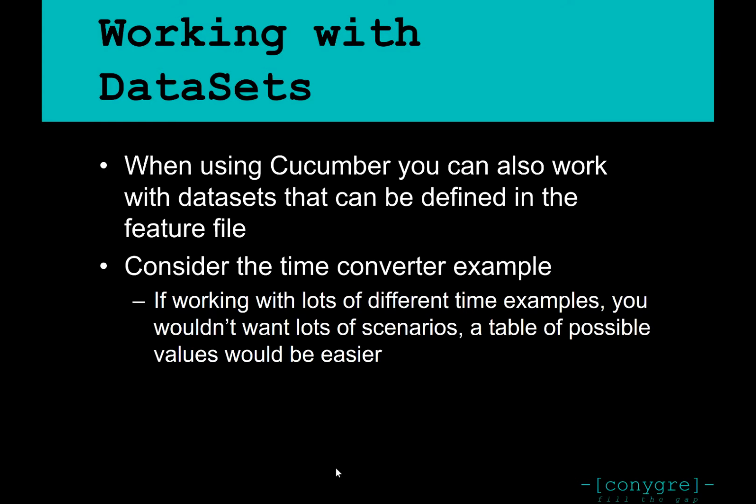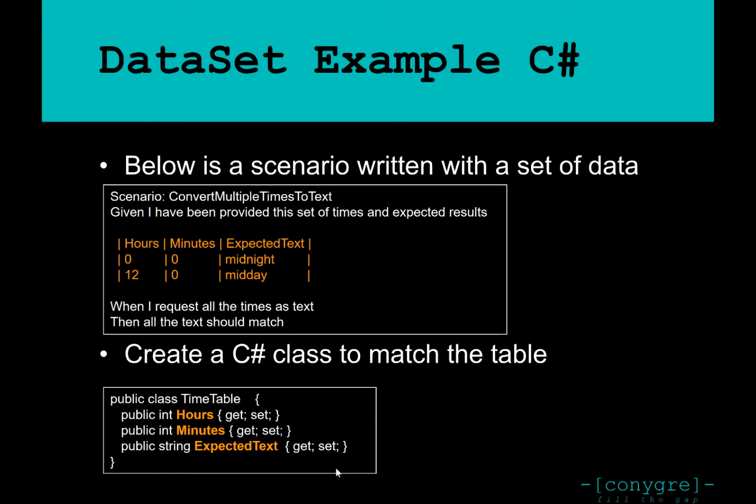Now, the other thing you can do with Cucumber and scenarios is work with data sets. If we think about our time example, the one we're just doing, the speaking clock, there could be lots of possible times you'd need to check. Half past this and quarter to that and 20 past this and bang on this hour and so on. And to try and write a scenario for every single one would be quite time consuming. It would be a lot easier if you could just provide a table of values, something along these lines.